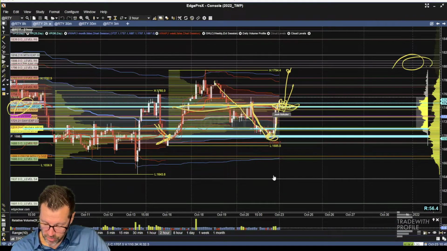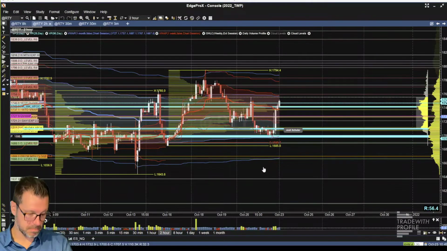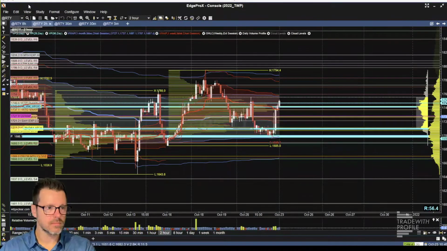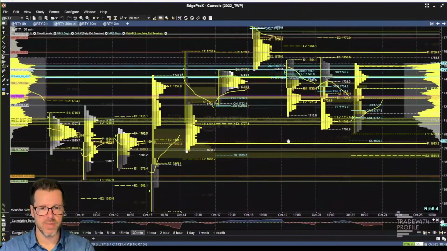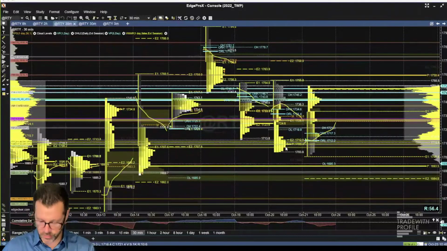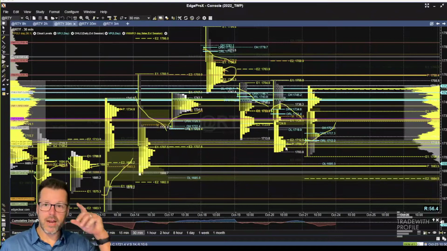As long as we hold this price, we're looking for a push up here. If we accept in here, it's going to be a little bit more murky, so be mindful of that. As far as looking at the actual TPO charts, we've got a couple key references. We do have a naked VPOC up here at 1759. That's my target higher on Monday.